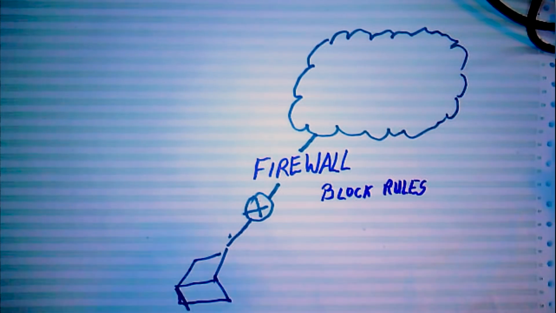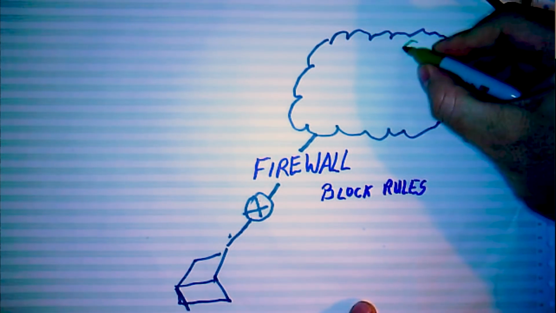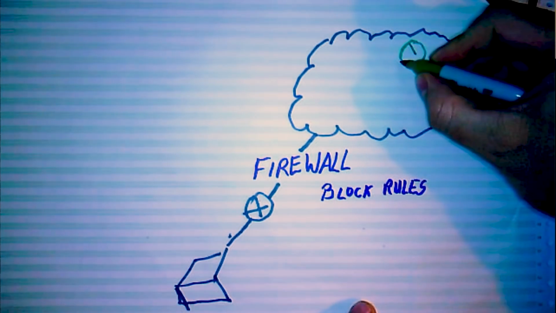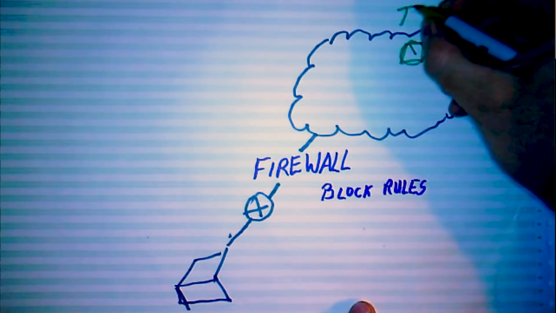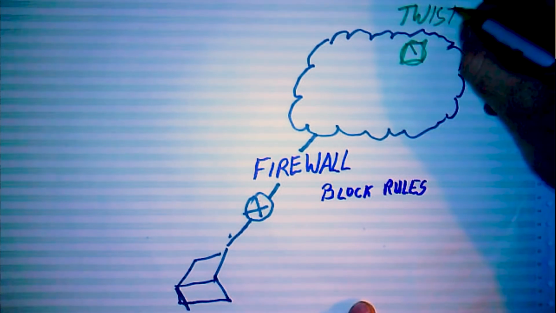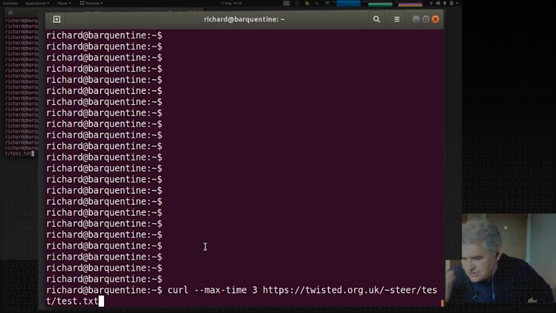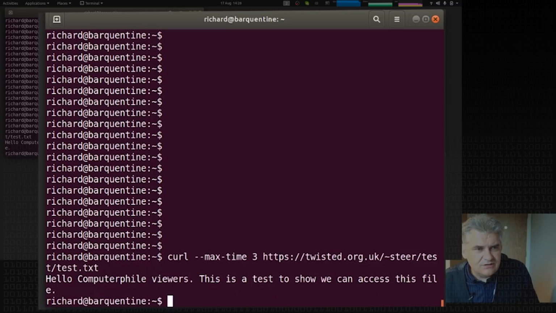So for the purposes of this demo, I've set up a machine belonging to a friend of mine. So this is going to be living somewhere on the internet, and this is our kind of target machine here. It's a machine called Twisted. I've set up a little test web page on it. Well, not even a web page. Now the curl command is just a text way of browsing the web. It's just a text way of grabbing a web page. And this is just saying, grab from this machine, Twisted, the page saying test. And we get back this: hello Computerphile viewers, this is a test to show that we can access this file. Right? All pretty simple.